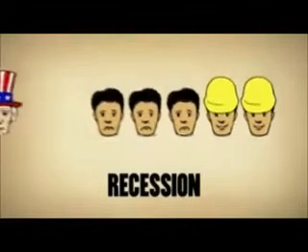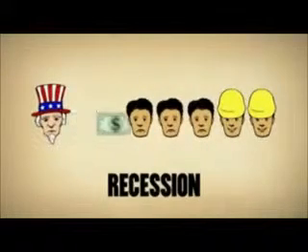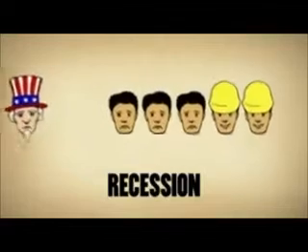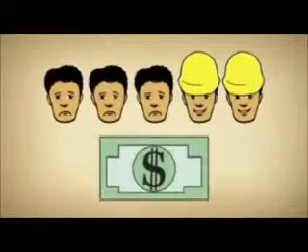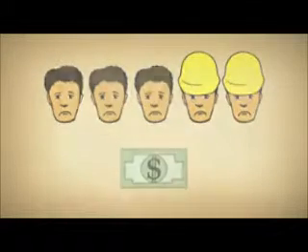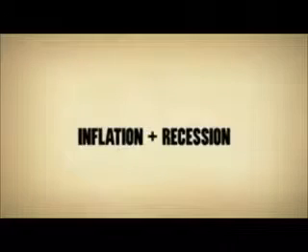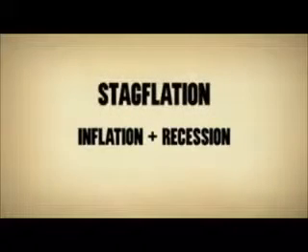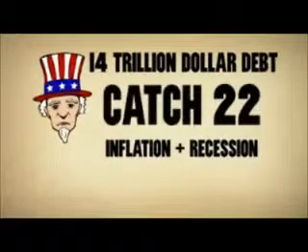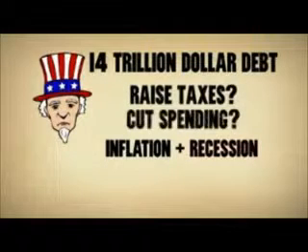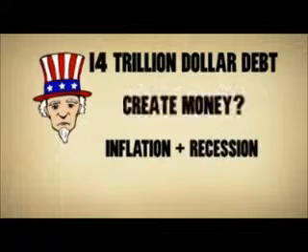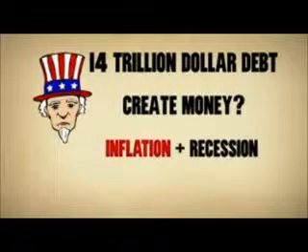Americans lose their jobs, stop paying taxes, and start collecting government benefits like Medicaid and unemployment. This means that Uncle Sam has even less income and even more expenses. At the same time, the people who still have jobs are desperate to keep them, so they tend to do more work, but not to get paid any more. When your dollars are worth less, and you're not earning more of them, that's called stagflation. And this is why Uncle Sam is in a catch-22. He can't raise taxes or cut spending without making the recession worse. And he can't have the Federal Reserve create more money without making inflation worse.